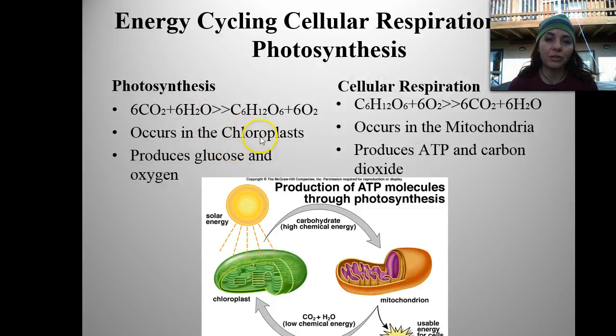So photosynthesis occurs in chloroplasts, while cellular respiration occurs in the mitochondria. Photosynthesis produces glucose and oxygen, while cellular respiration produces ATP and carbon dioxide. So looking here, we have a chloroplast. It gets its energy from the sun. Through the process of photosynthesis, oxygen as well as glucose is produced. The oxygen and glucose are used by the mitochondria for the process of cellular respiration, where carbon dioxide and ATP are produced. And again, it goes through a cycle over and over and over.